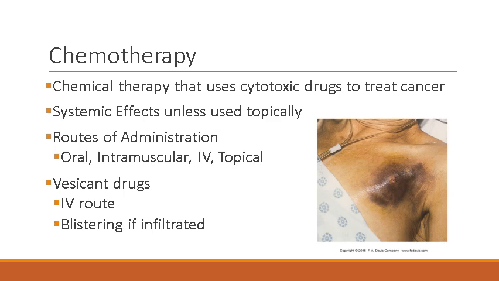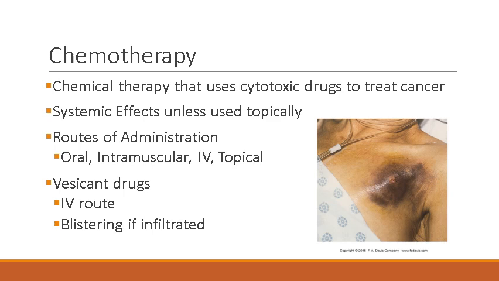Routes of administration can be oral, intramuscular, intravenous, and topical. Some chemotherapy drugs are vesicant drugs, meaning that if they leak outside of a vein, they can cause blistering and tissue injury that may lead to tissue necrosis. And that's what's illustrated here on the visual picture on your slide. So there are drugs that aren't chemotherapy drugs that can also do this.